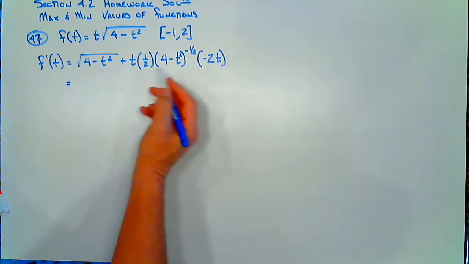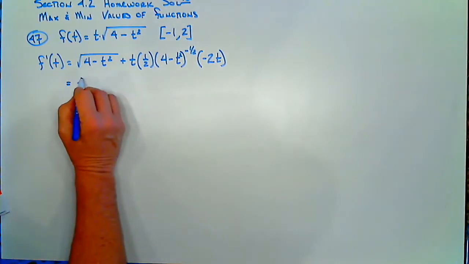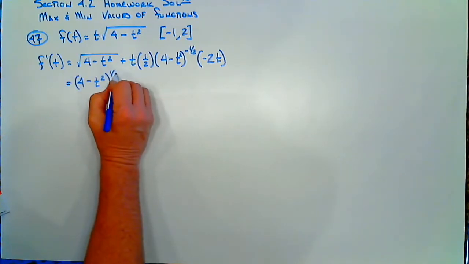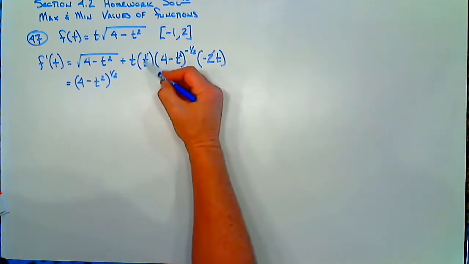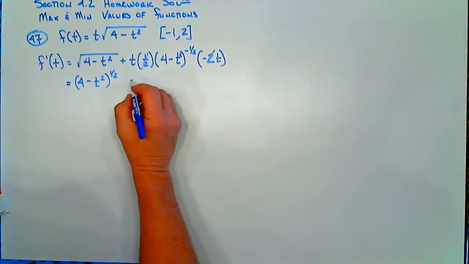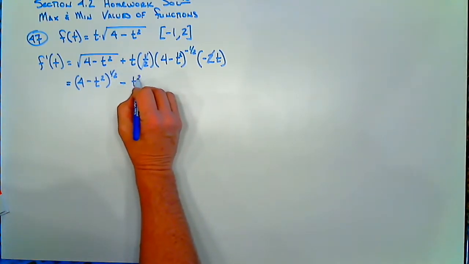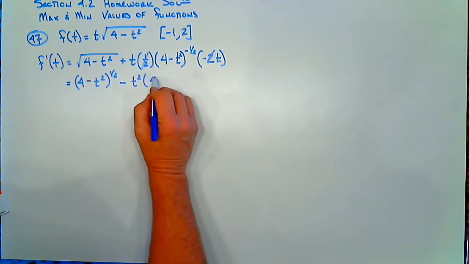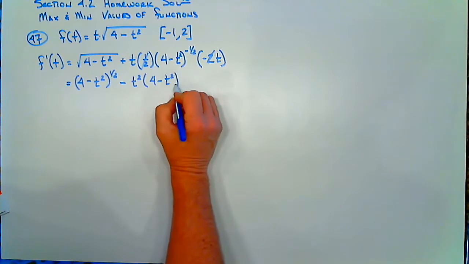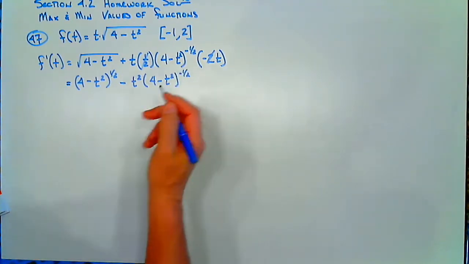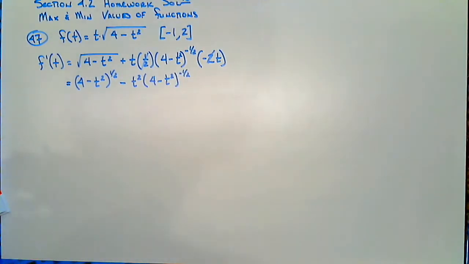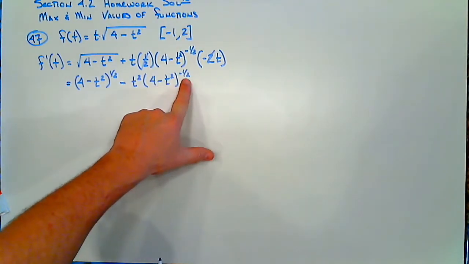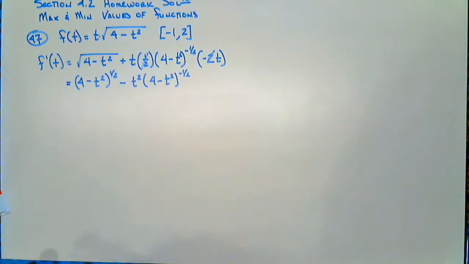Now, what are we going to do? Well, we're going to have to factor this. So this is 4 minus t squared to the 1/2, right? This 2 takes care of this half. And what do we get? Well, here we get minus t squared, t times t. And then we get 4 minus t squared to the minus 1/2. Now, this is one of those factoring situations where we have to remember to take out the smallest power. The smallest power is negative 1/2, not positive 1/2.